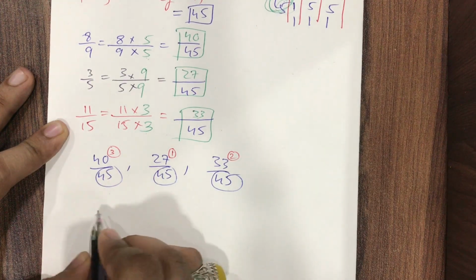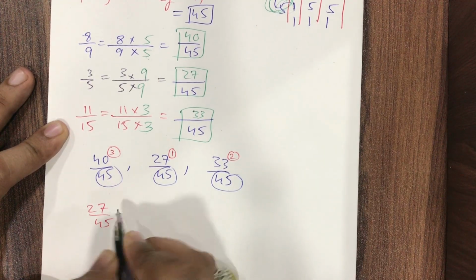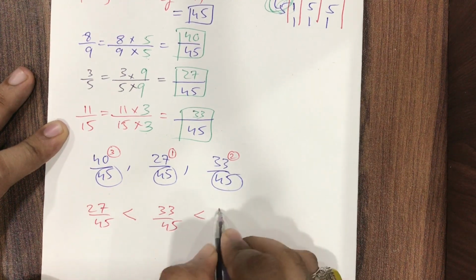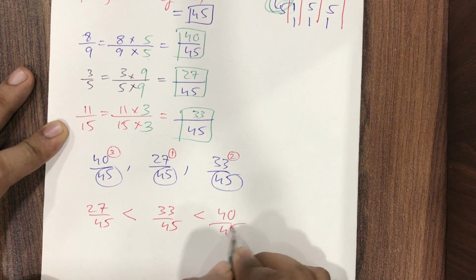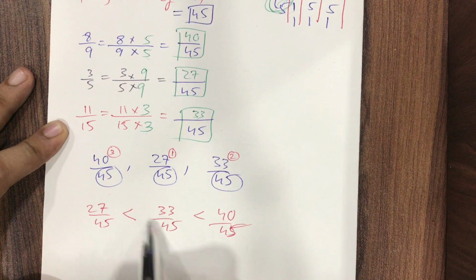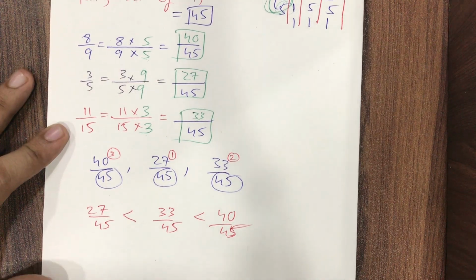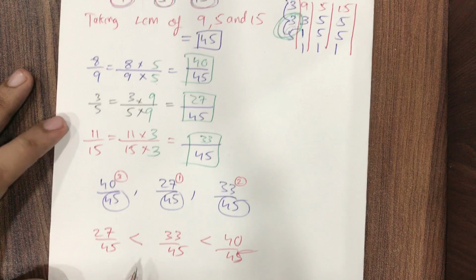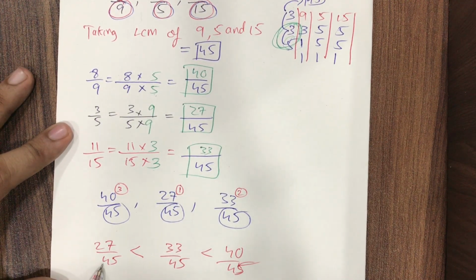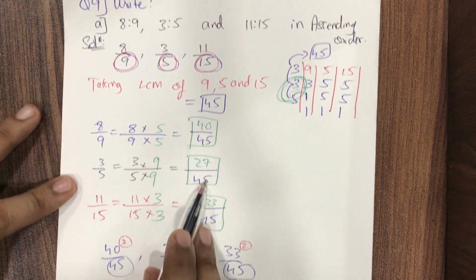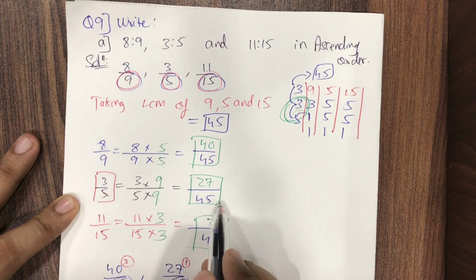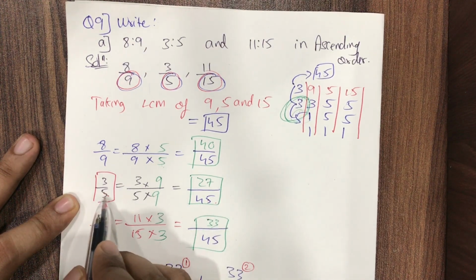So I'll write like this: 27 upon 45 is less than 33 upon 45 is less than 40 upon 45. Now students, will this be your final answer? No. Was this 27 upon 45 given to you in the question? We obtained 27 upon 45 from 3 upon 5, so in place of 27 upon 45, we have to write the original 3 upon 5.